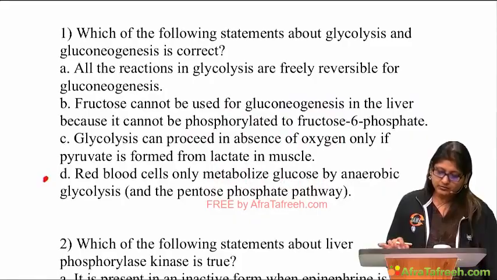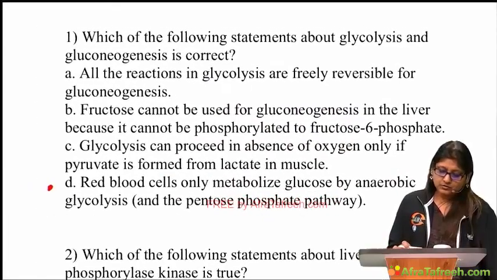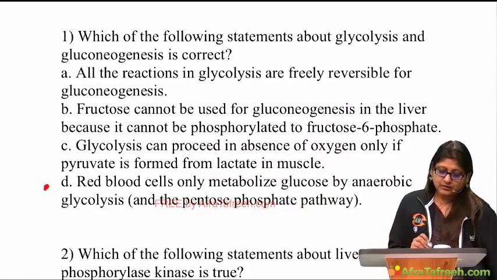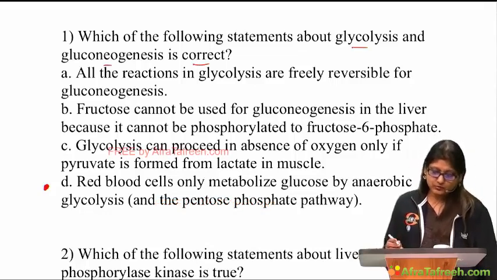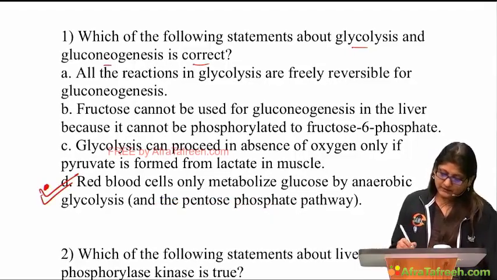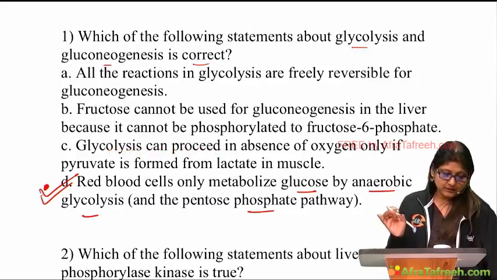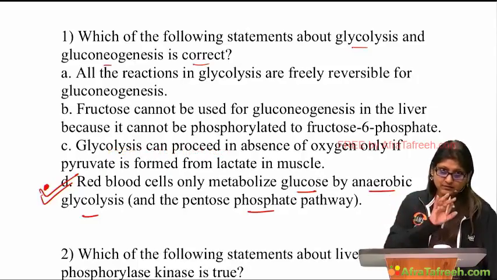Now coming to certain MCQs. So who is going to answer me the MCQs? It is there in your workbook. Now let's start solving these MCQs. True statement regarding glycolysis and gluconeogenesis. What is the true statement? RBCs metabolize glucose by anaerobic glycolysis and the PP pathway is the correct statement. All other statements are wrong.